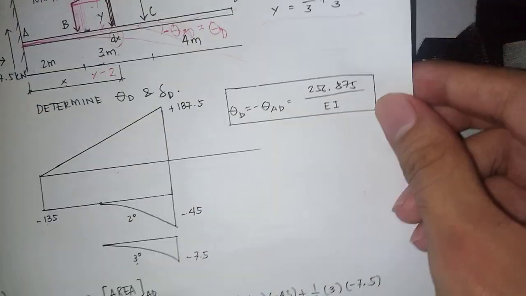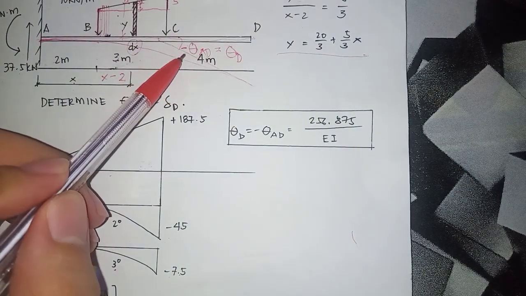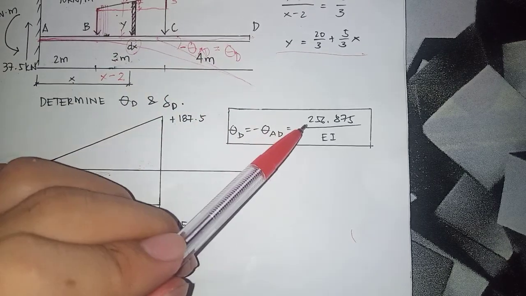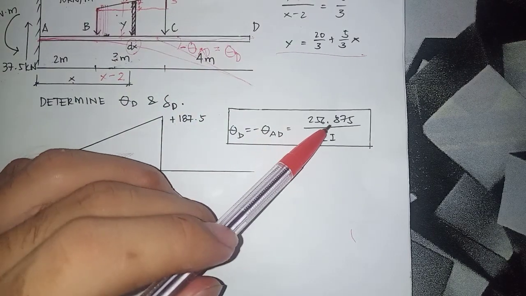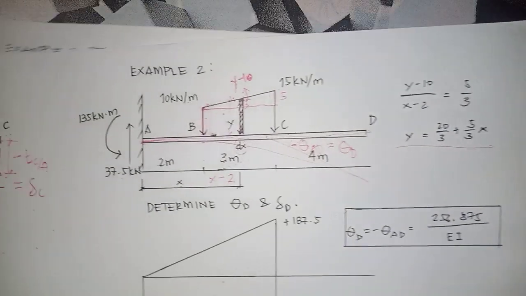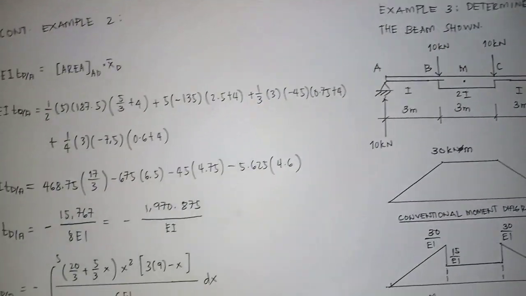And we just negate it para makuha yon, no? At tulad nito. So, theta D is actually equal to what? Negative theta AD. Ayan, no? So that we will get 256.875 over EI. Okay? So, yan po yung slope sa point D or dun sa free end. Okay. So, dun tayo sa continuation.